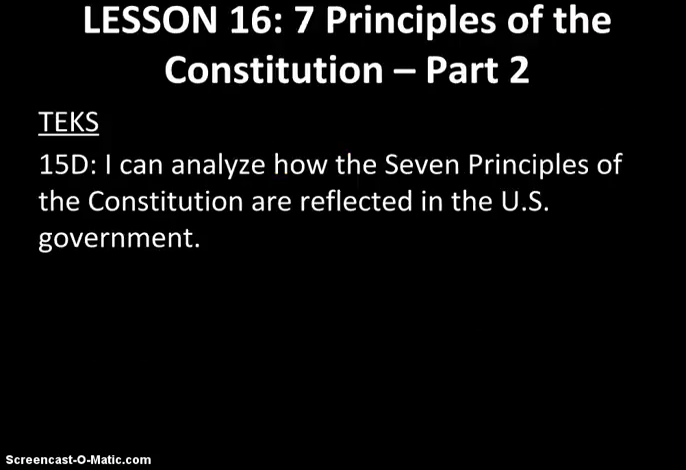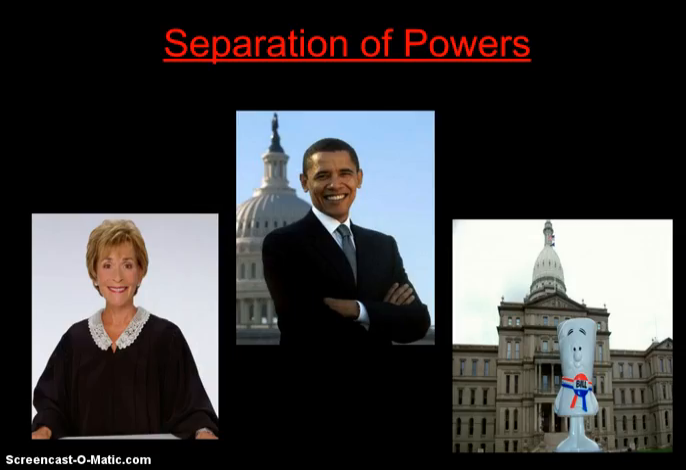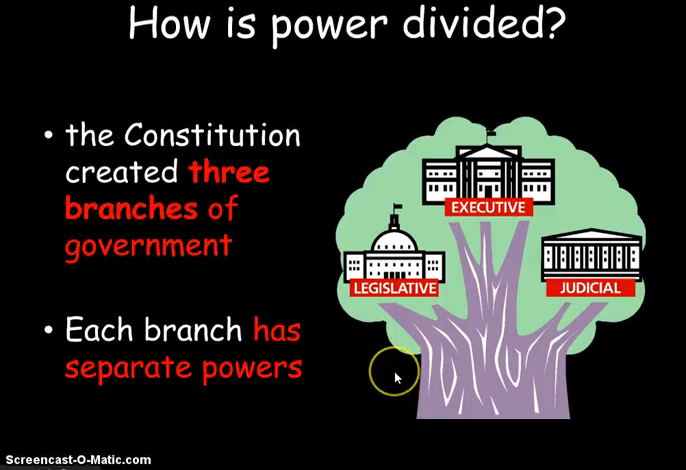So what we're going to look at today with Lesson 16 is some of the principles that help achieve that idea of limited government. And the first of these is separation of powers. Here we see our examples of the judicial with Judge Judy, the executive with President Obama, and then here's our friend Bill for the legislative branch. So how is power divided in the government? The Constitution created 3 branches of government, which was an improvement over the Articles of Confederation, which really only had the one branch in Congress. And each of these branches has separate powers, and yet they also work together with each other.